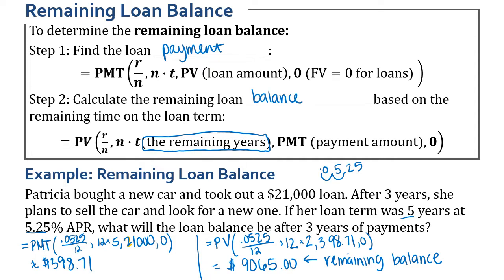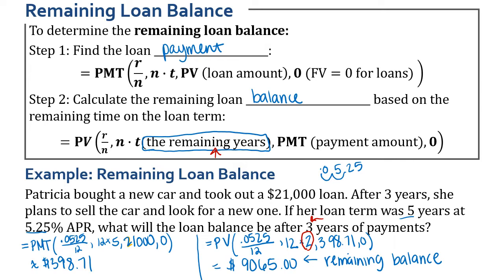So again, the tricky thing with this formula is just remembering that when you type in that T value, it is the remaining years left on the loan. So we're not putting in the 3 years. If she's paid for 3 years and it's a 5-year loan, that means she has 2 years left on the loan. So that's the big thing to make sure you're paying attention to when you're using this formula.